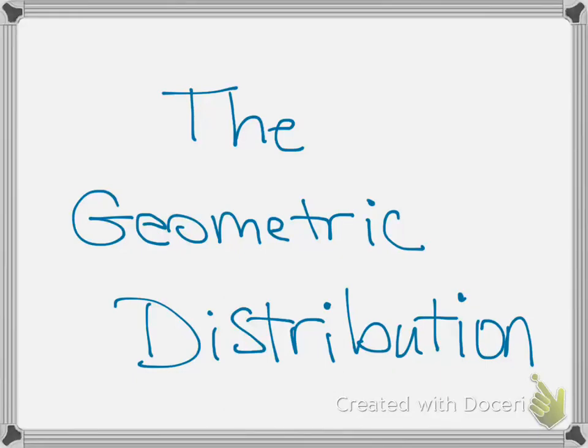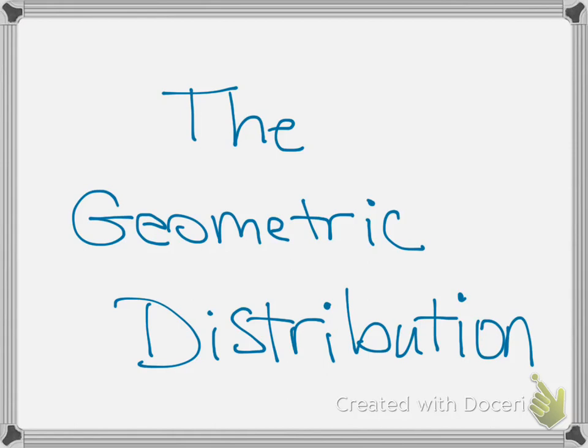So in section 8.2, we're going to be talking about the geometric distribution. The geometric distribution is similar to the binomial distribution in a lot of ways, but there is one important distinction between the two, and that is what it is that you're actually trying to calculate. In the binomial setting, you were looking at the probability of success for a certain number of outcomes. So if we go back to our free throw example, we were looking at the probability that the basketball player would make 6 free throws out of her 12 attempts.